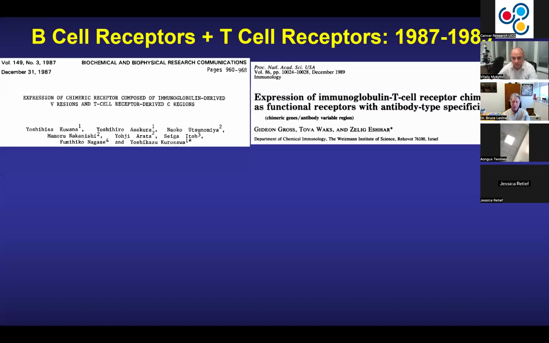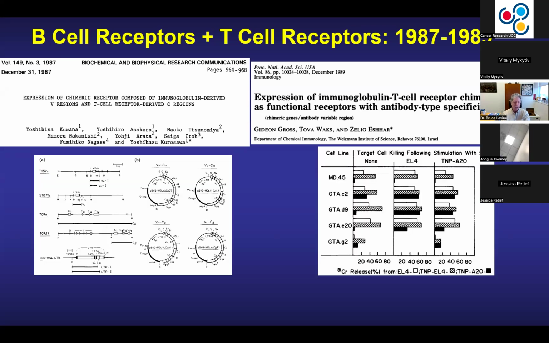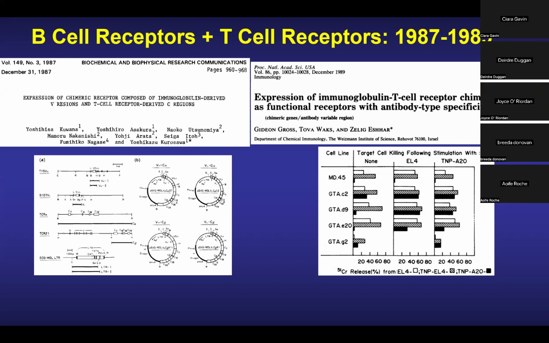So if we go back to the beginning of where chimeric antigen receptor T cells came from, it was in the 1980s when the structure of the T cell receptor and the B cell receptor was being elucidated, and there were 2 separate groups that published these papers. And the constructs used on the one on the left are shown, and some of the functional data on the right.